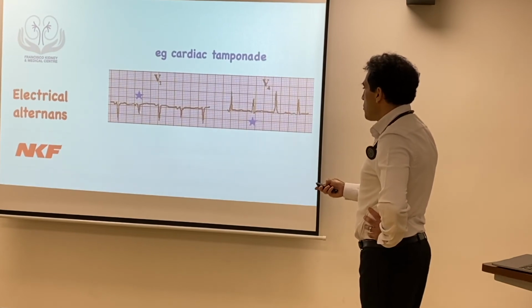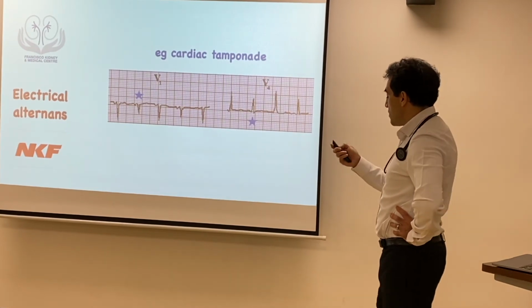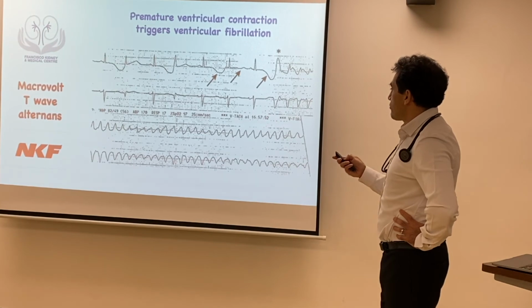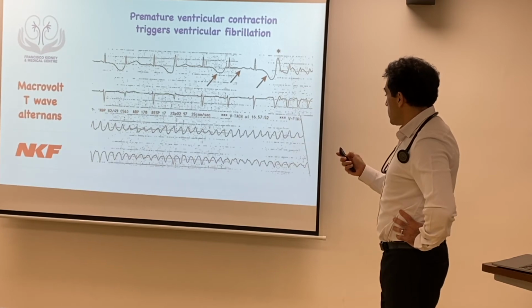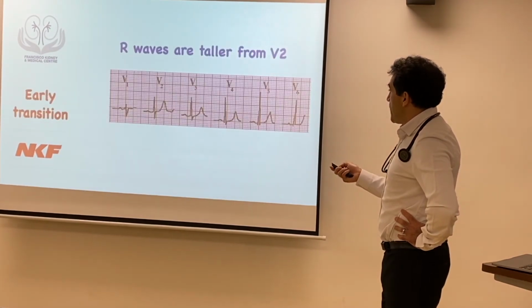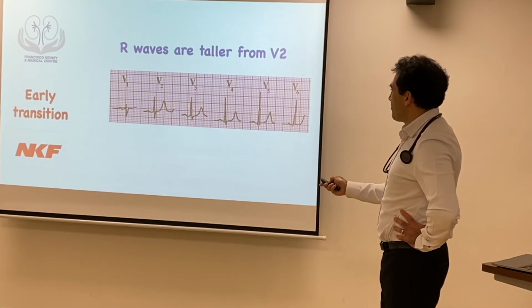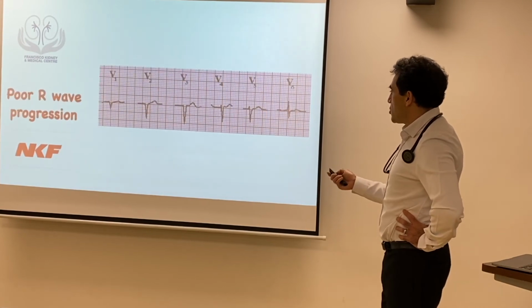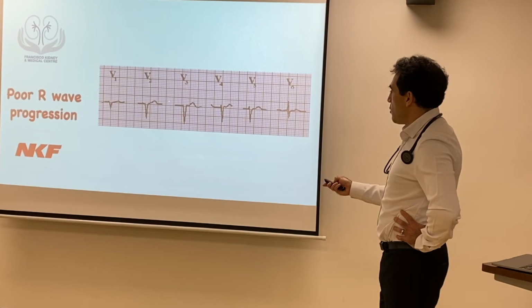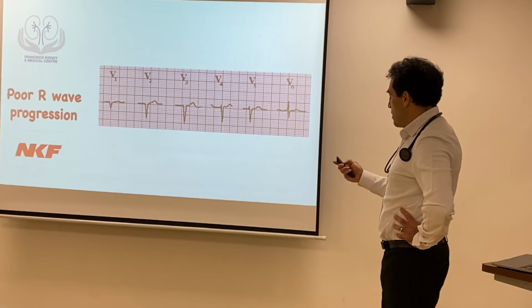Electrical alternans, meaning some complexes have more voltage than others. It can be seen in many things, but also cardiac tamponade. For example, here there is also alternans, and that can sometimes trigger fibrillation. Early transition, like suddenly the R waves start appearing earlier, being tall from V2. This can happen after MI. Also the opposite, poor R wave progression, where the R waves are not really going up, you can see they're very shy, so MI can also cause that.